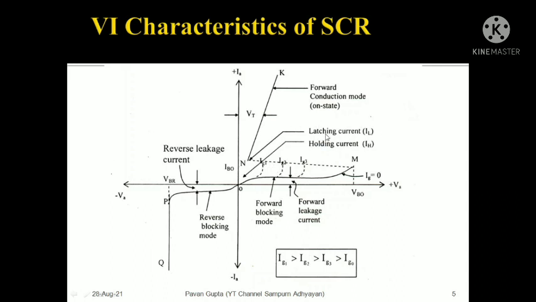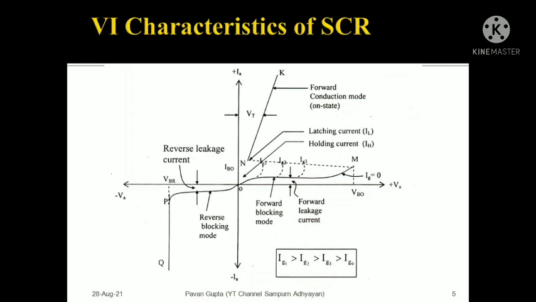Now two currents are very important here, the latching current and the holding current. The latching current is that current beyond which the SCR remains turned on even if you remove the gate voltage. Once your SCR is turned on and you remove the gate voltage, if the current is more than the latching current, it will remain turned on unless the SCR current goes below the holding current. Holding current is that current below which the SCR will stop conducting, whether or not the gate is applied.